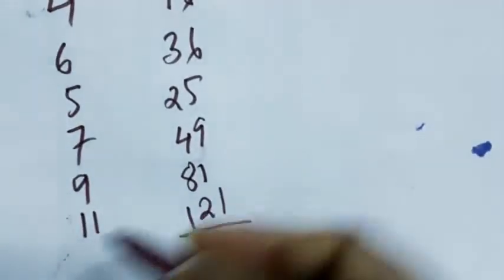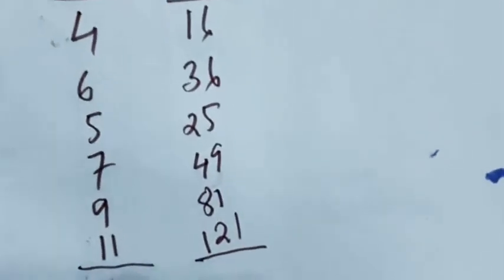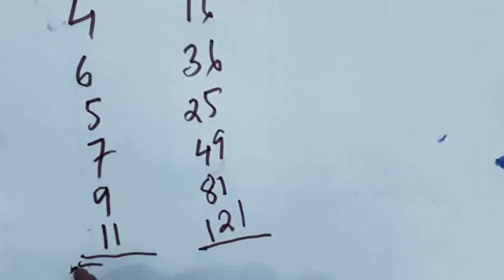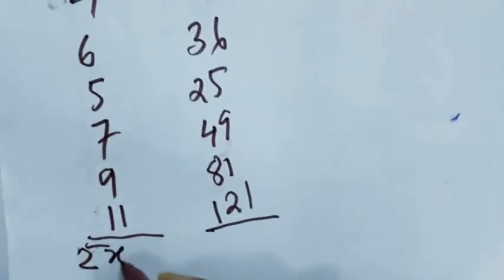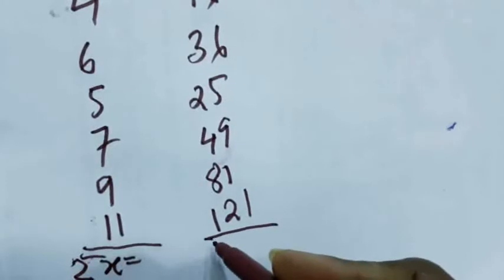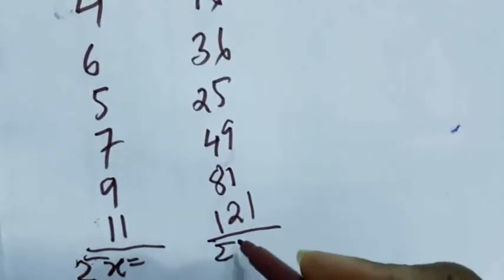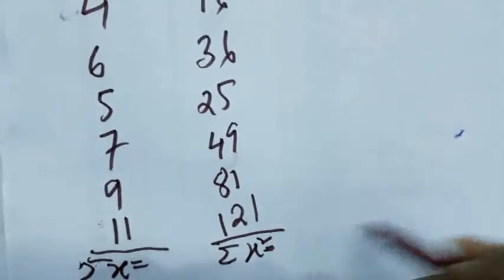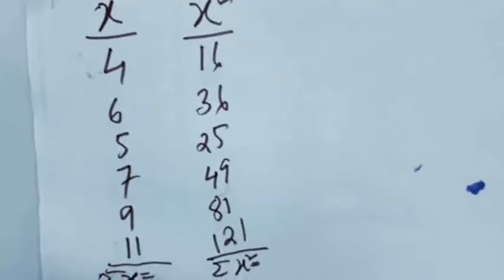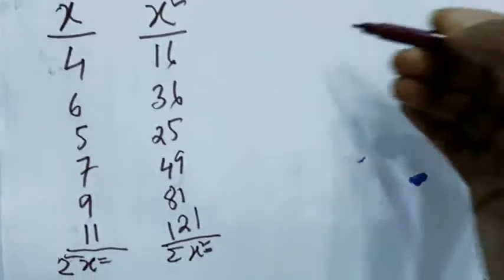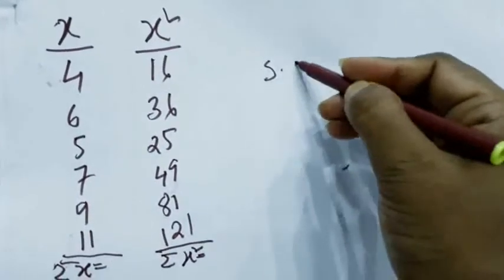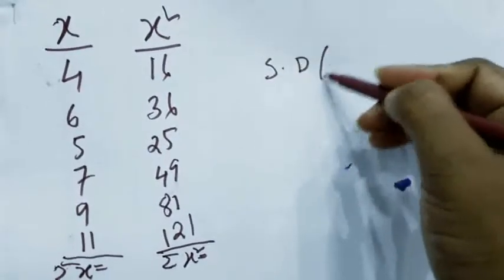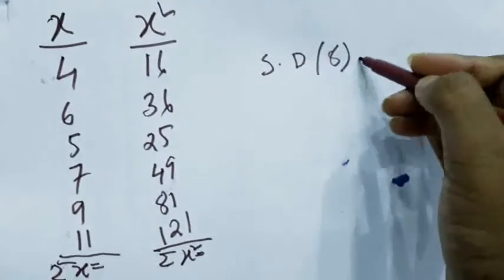This side we will sum it: summation of x, and this side summation of x square. Because the magnitude of the data is small, we'll do this and then directly apply the formula. SD is denoted by sigma. The formula is what?